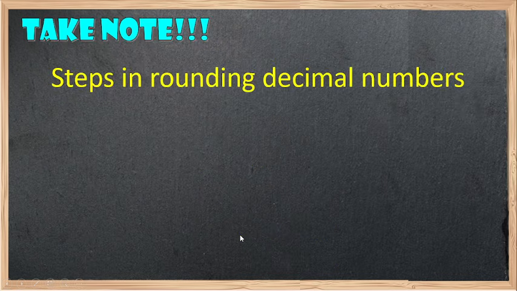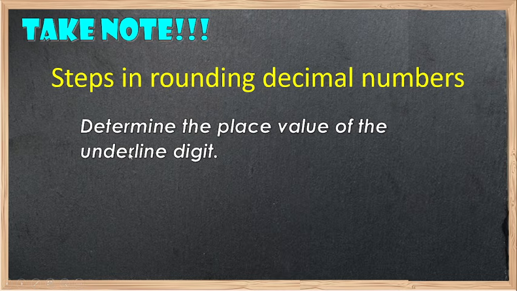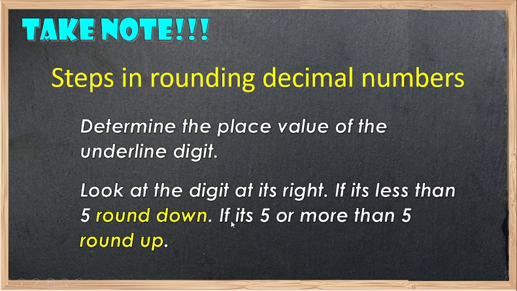Take note, in rounding decimal numbers, all you need to do is to determine the place value of the underlined digit. Then look at the digit at its right. If it's less than 5, round down. If it's 5 or more than 5, that would be round up.